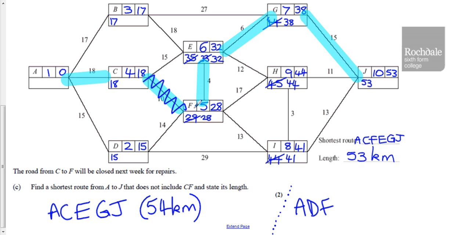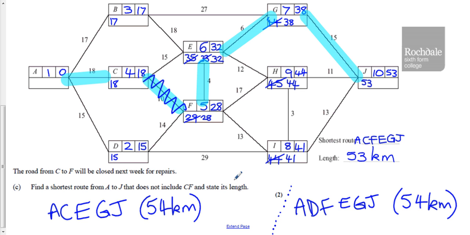And once we get to F, we're back onto the old shortest route. So from F, we'd go to E, G, J. So the only extra bit there was 1 kilometre extra. I'm just going to double check that matches. So 15 plus 14 is 29, plus 4 is 33, 39, yep, 54.